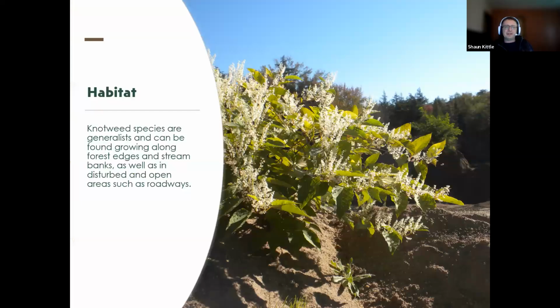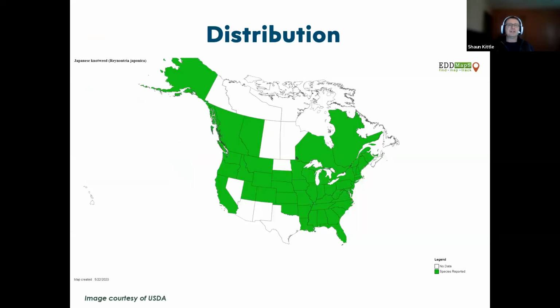All right, habitat. Knotweed species are generalists. They can be found growing along forest edges and stream banks, as well as in disturbed and open areas such as roadways. So here you have a sandy pile that was part of an excavation site, and you can see the knotweed is absolutely loving it. And one of the problems is if any of this fill gets transported from this site to another site, and there's just a little piece of Japanese knotweed in there, it's probably going to take root wherever it ends up, and you're going to have another patch like this one. So it's really good at reproducing. All right, next slide, please.